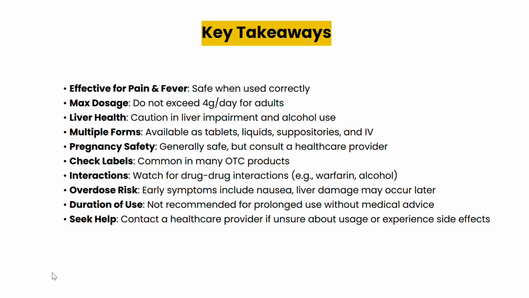Next point is overdose risk. Early signs of overdose include nausea and vomiting. Liver damage may develop later, so prompt medical attention is crucial. Duration of use. Avoid prolonged use without medical advice. For chronic pain, consult a healthcare provider to explore safer alternatives. Seek help if you have any concern about using acetaminophen or experience unusual symptoms. Always consult a healthcare professional.